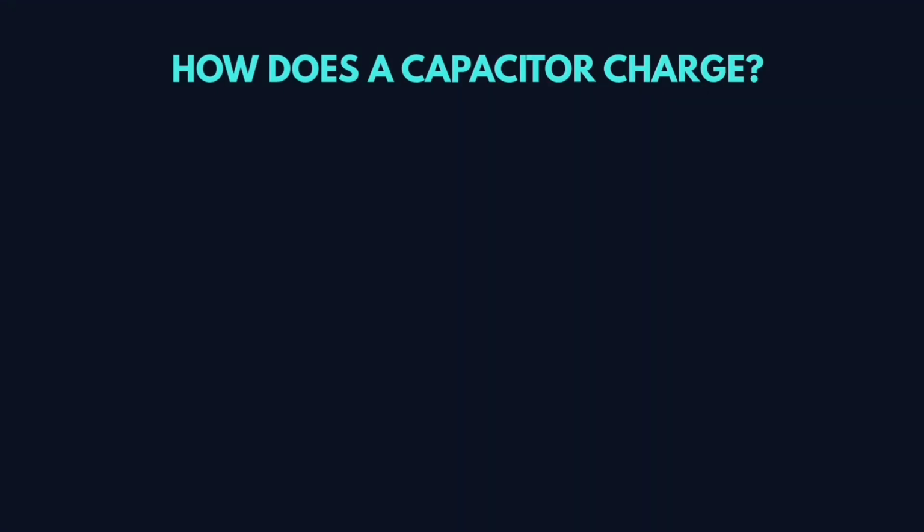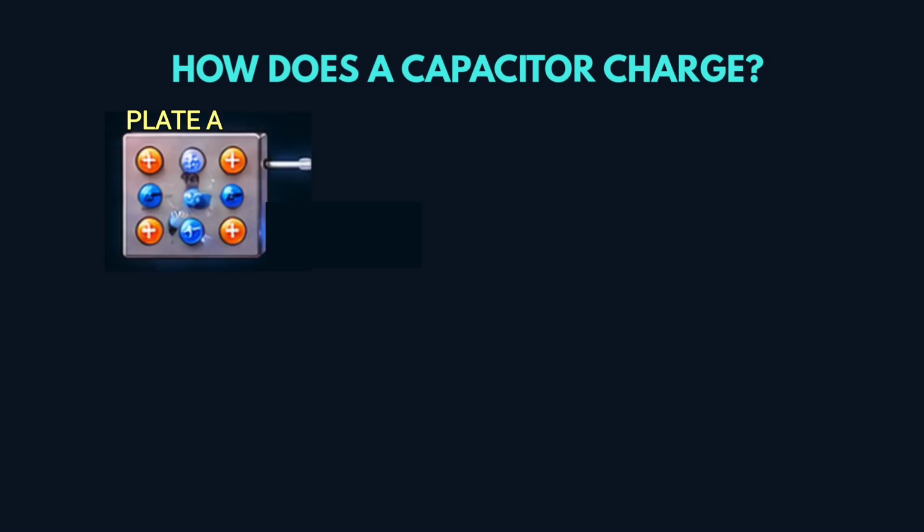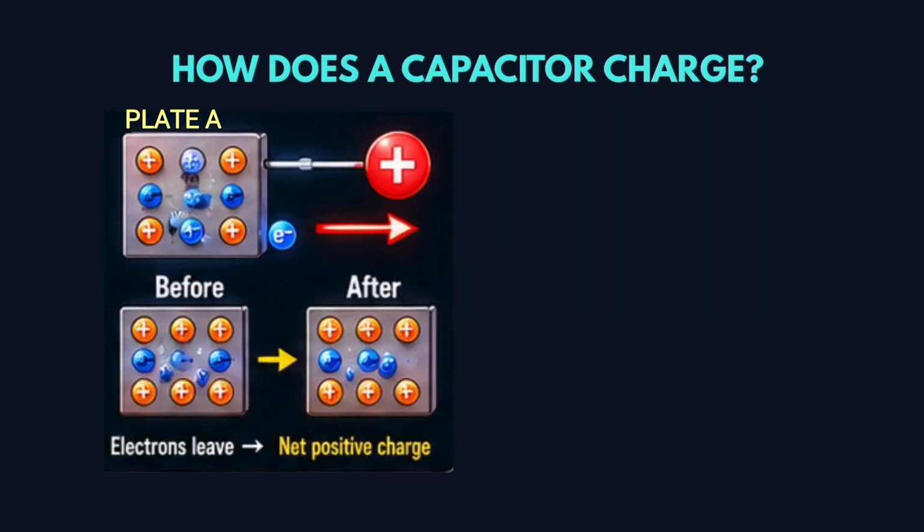How does a capacitor charge? Consider the positive plate. The positive terminal pulls electrons away, causing the electrons to leave. The plate loses electrons. The positive metal ions remain. The plate gets a net positive charge. It is not because positive charge was added, it is because electrons were removed.